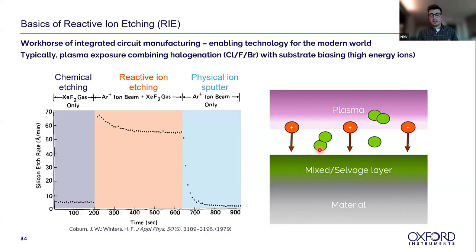And typically we'll see that you end up with a kind of mixed selvedge layer as you do the etching. David Graves gave a very nice overview of how the surface looks at the molecular level as you're etching material, and you get that disorder and mixed layer as you etch the material away. But it's that mixing that allows you to get that high etch rate, because it lowers the sputter threshold of the material.